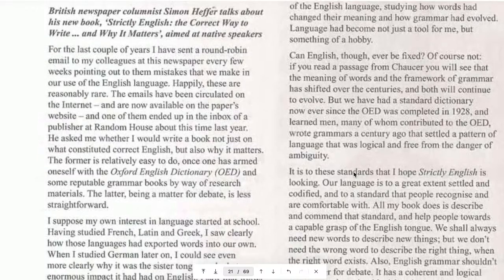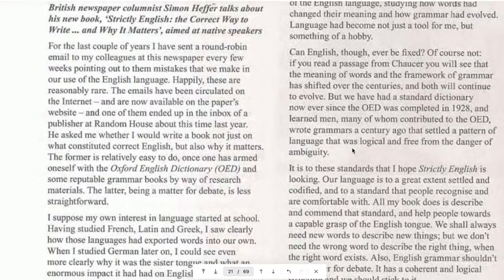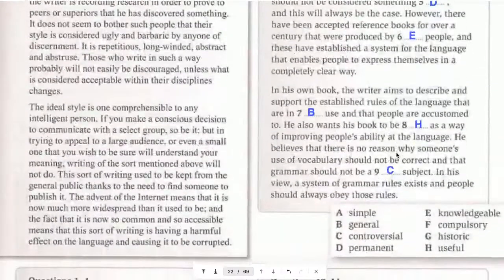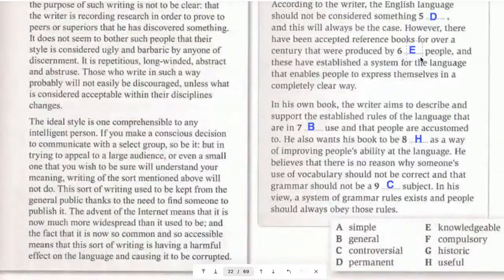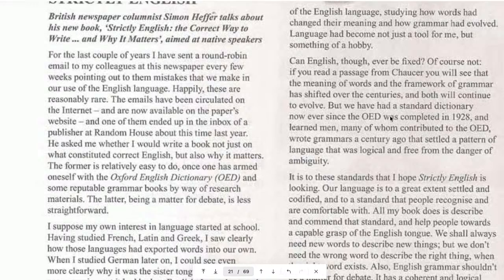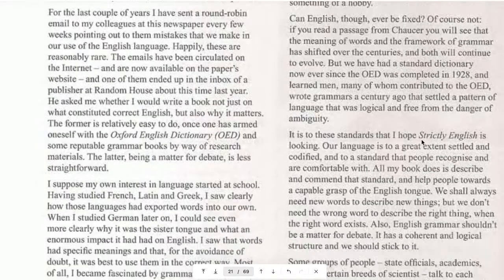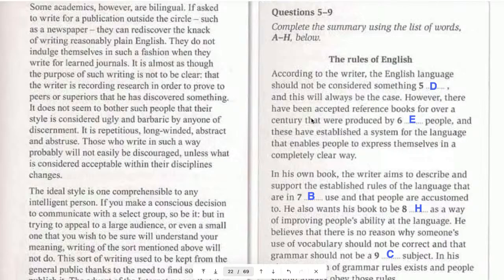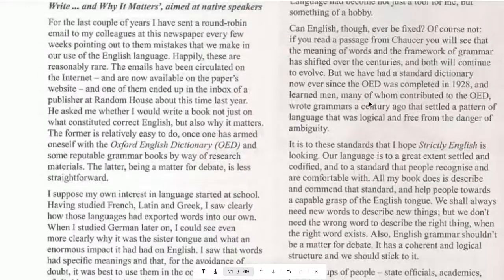Okay, yes, that's right. Now tell me some similar words and phrases. Why do we need to fill in the blank here with the word knowledgeable people? Okay, now tell me the similar word. Okay, so you say that the standard dictionary is the same as accepted reference books. Okay, all right, and then what?